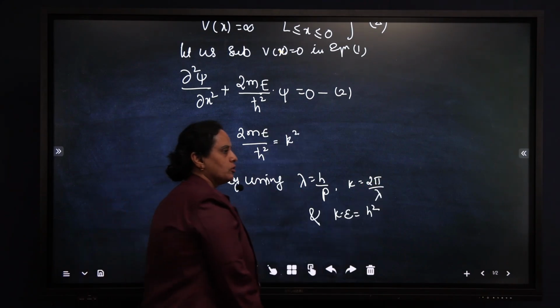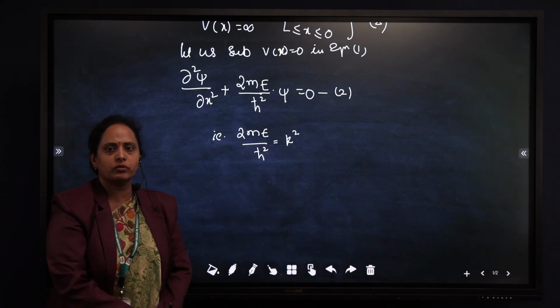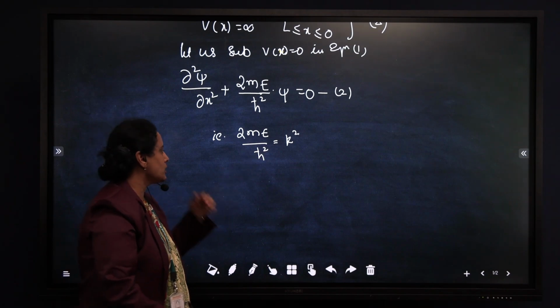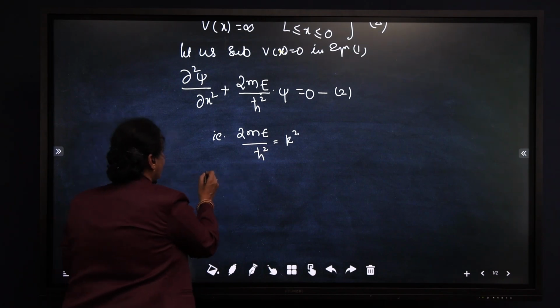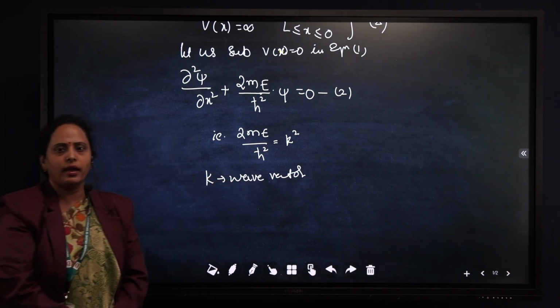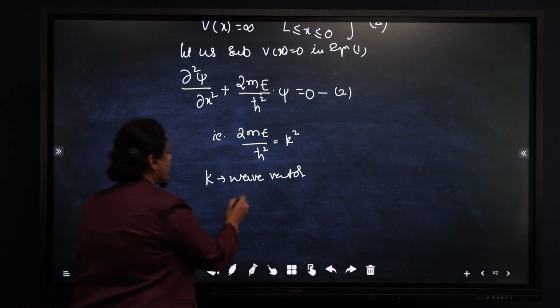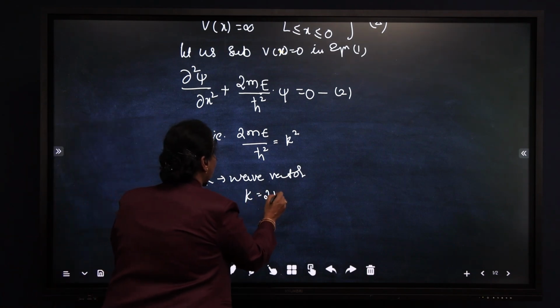Kinetic energy gives 2mE by h bar square is equal to k square. What is k square here? k is a wave vector, which is given by k is equal to 2 pi by lambda.